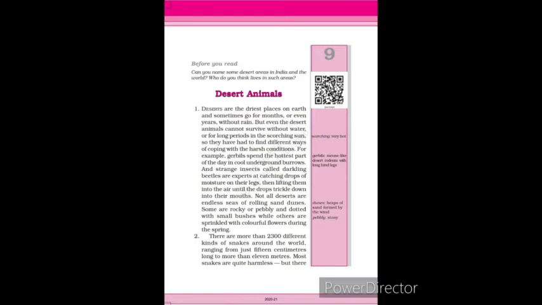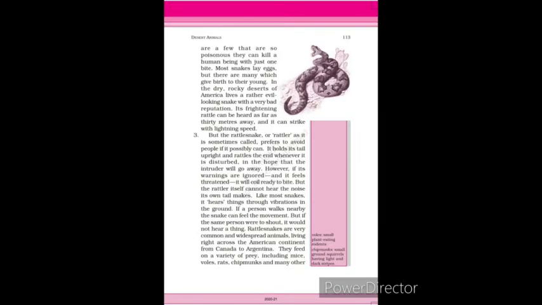A commonly found creature in the deserts is the snake. While there are over 2,300 kinds of snakes in the world, the most common kind found in deserts is the rattlesnake. It is found in the rocky deserts of America and is known for being highly poisonous. Also found in Canada and Argentina, this animal feeds on small creatures like mice, voles, rats, chipmunks, etc. It kills with its venom and swallows its prey whole.